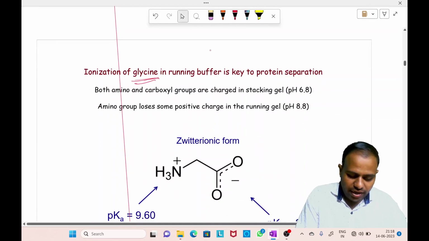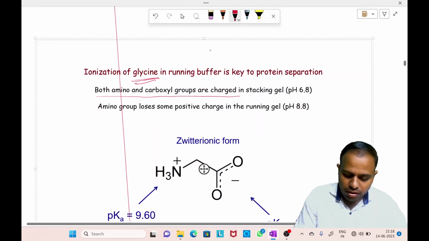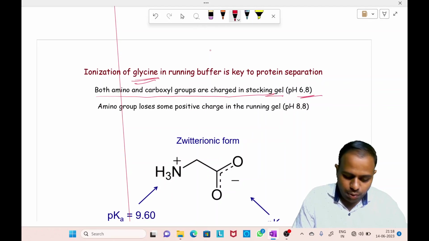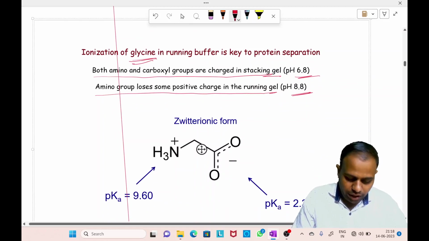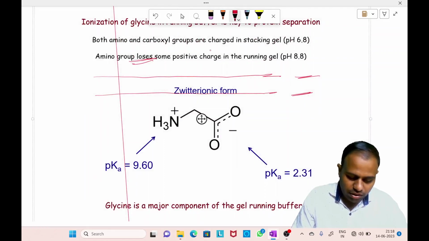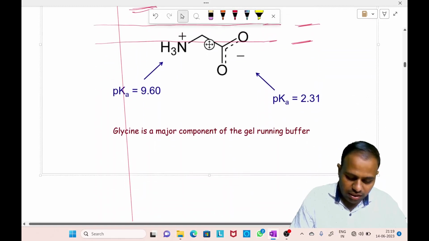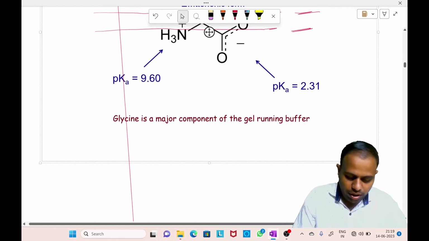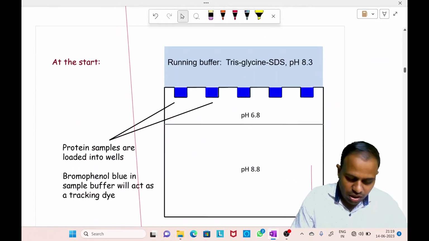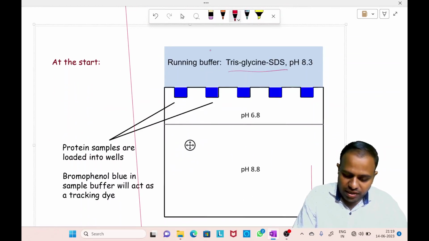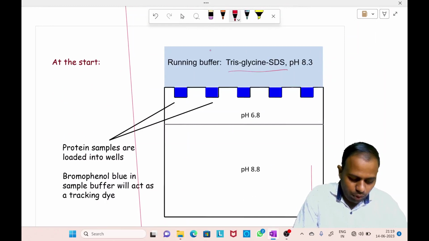Now let's see. Generally in stacking gel, at pH 6.8, both the amino and carboxy terminals are charged. The amino group loses some positive charge in the running gel, that is the separating gel, at pH 8.8. At pH 6.8, the amino acid is generally in this form. You can see the zwitterionic form, where the total charge is neutral. Glycine is used here because it is a very small amino acid, and it also helps in charging. Tris-glycine SDS buffer is pH 8.3. The protein samples are loaded here.